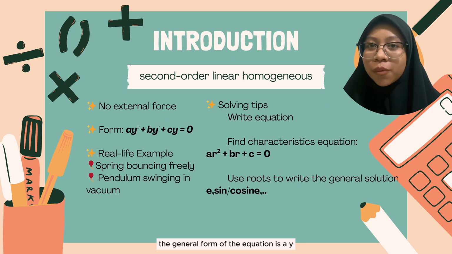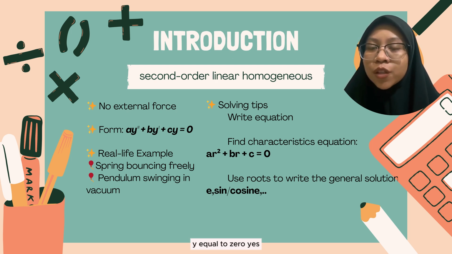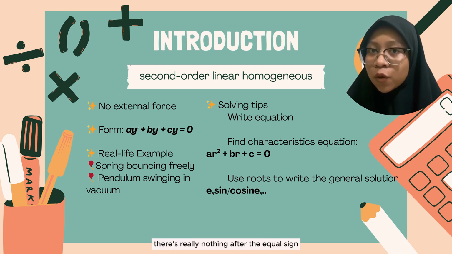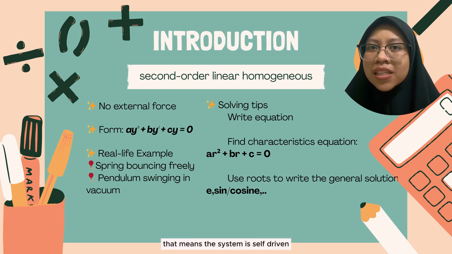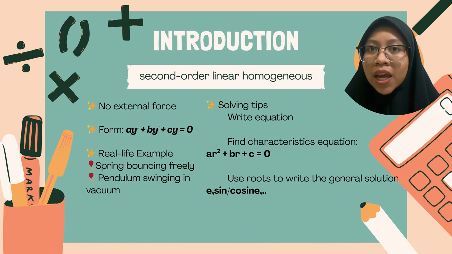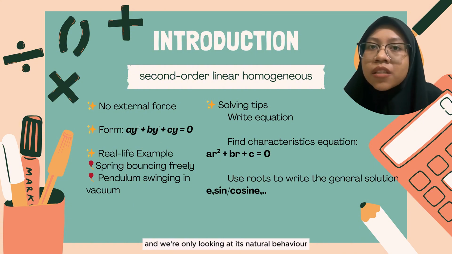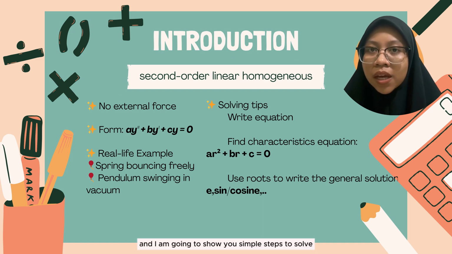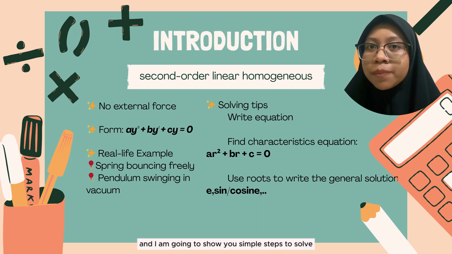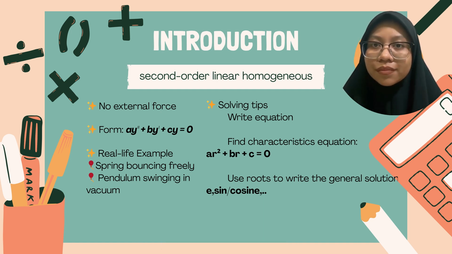The general form of the equation is ay double prime plus by prime plus cy equal to 0. Yes, there's really nothing after the equal sign. That means the system is self-driven and we're only looking at its natural behavior. And I am going to show you simple steps to solve.